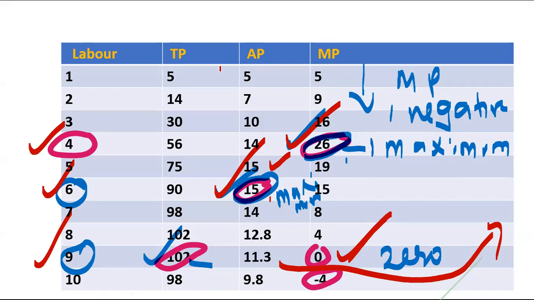Right, everybody. Did you understand the three stages? Write it down, children, I'm waiting.